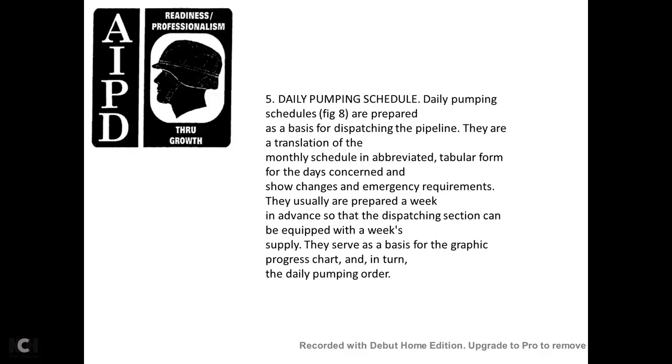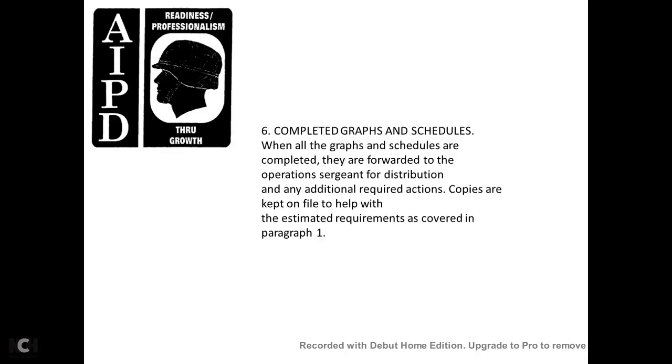Changes for emergency requirements are usually prepared a week in advance. The dispatching section begins to be equipped with a week's supply. They are served on the basis of the graphic progress chart in terms of the daily pumping order. 6. Completed graph schedule. When all the graph schedules are completed and forwarded for operation, distribution and additional required action, copies are kept on file, together with the estimated requirements covered in paragraph 1.